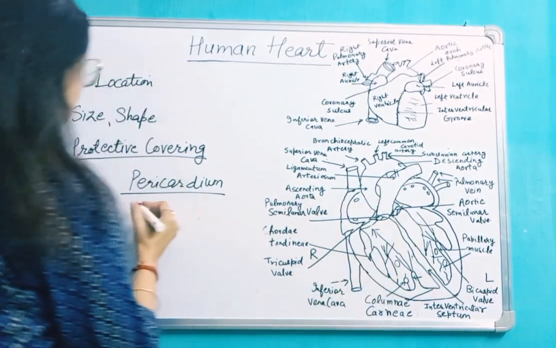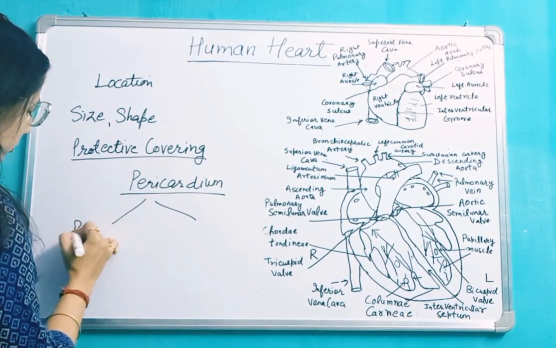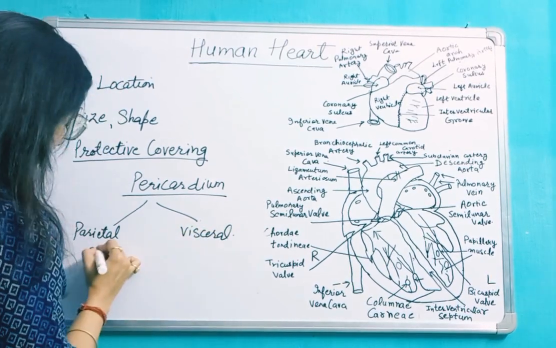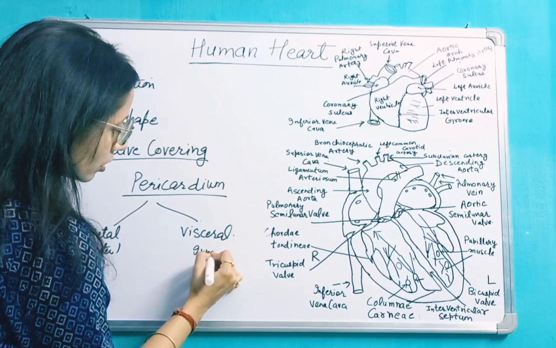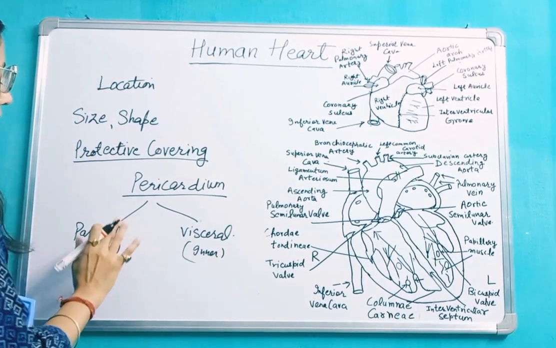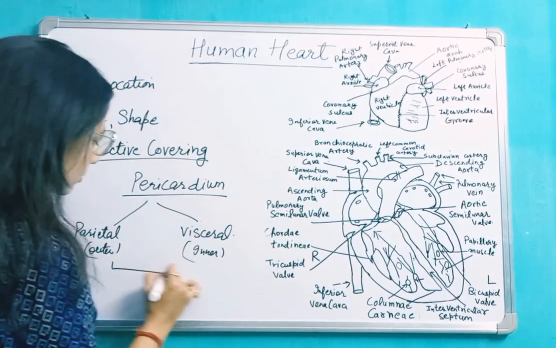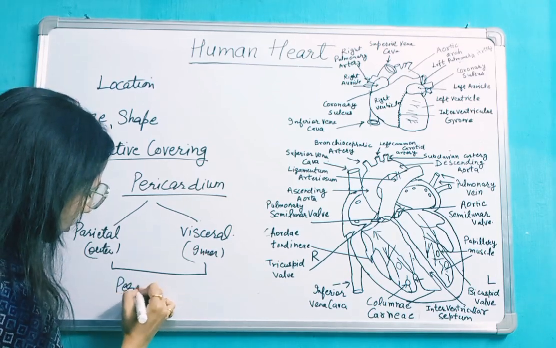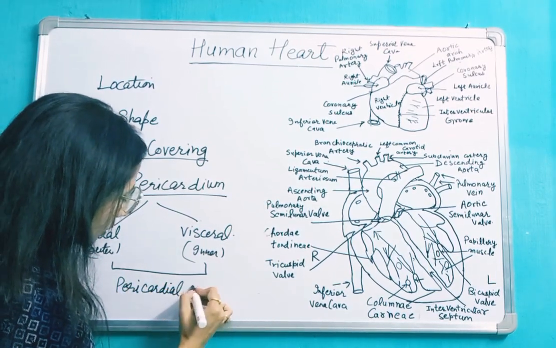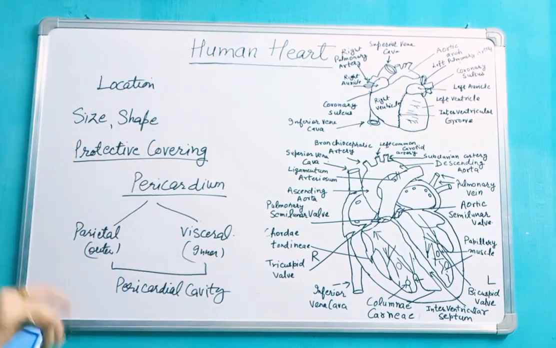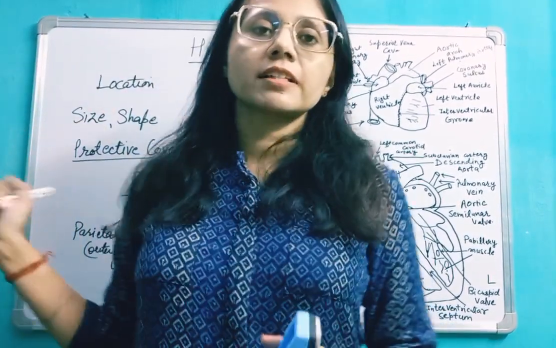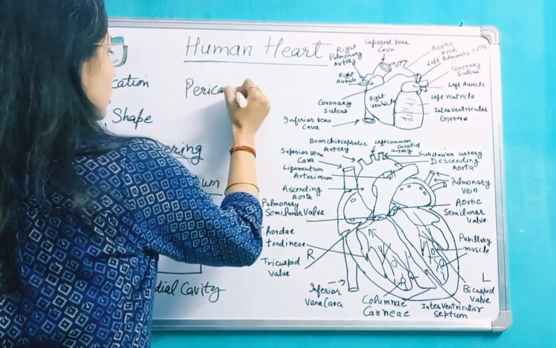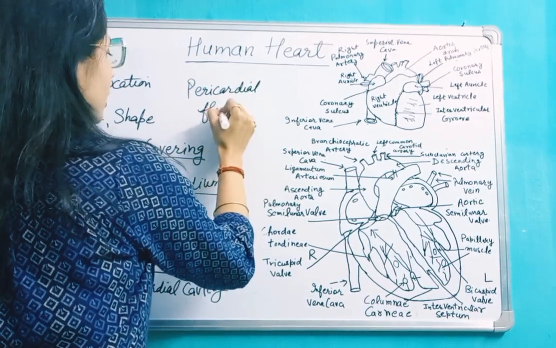The pericardium has two layers, an outer layer and an inner layer. And this one is your outer and that's your inner. ठीक है, in between these two layers we have a space. We call it the pericardial cavity. Now this pericardial cavity is filled with fluid, and we call it pericardial fluid.